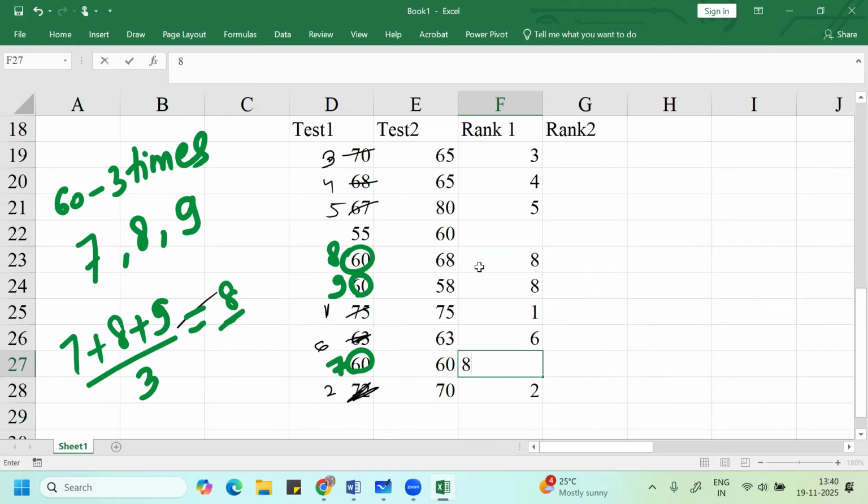So in total we have given rank to 9 values, and now the 10th one is 60, which would be rank 10. I hope everyone understood this.